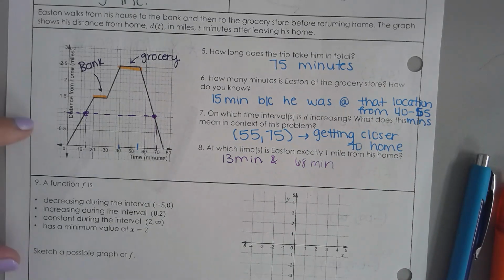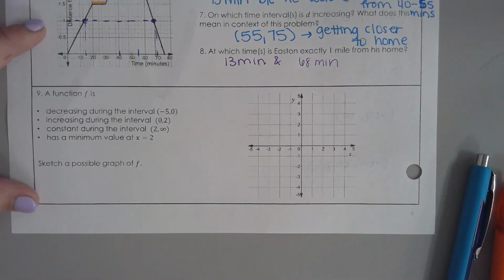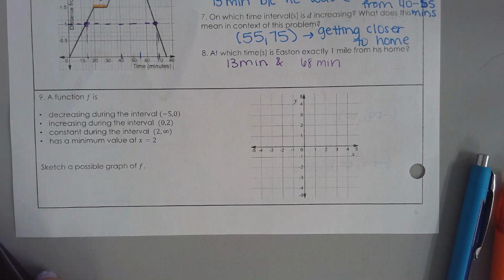Alright, then the last one, I've given you some criteria and you're going to draw this function. And I want you to go ahead and try to draw one on your paper, and then I will also do one. Okay, so you want it decreasing on the interval -5 to 0, increasing from 0 to 2, constant from 2 to infinity, and I'm also telling you that there is a minimum at x equals 2. So you're going to sketch a possible graph.